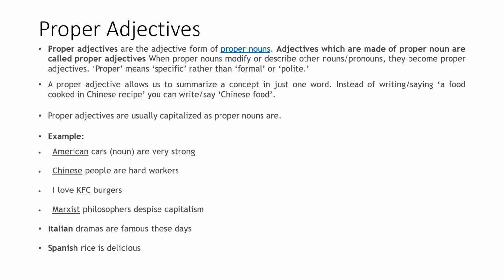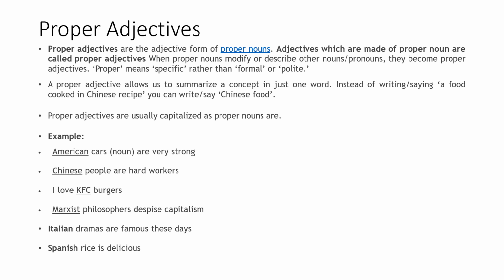Here comes another type of adjective, which is a proper adjective. Proper adjectives are the adjective forms of proper nouns. Adjectives which are made up of a proper noun are called proper adjectives. When proper nouns modify or describe other nouns or pronouns, they become proper adjectives. Proper means specific rather than formal or polite.